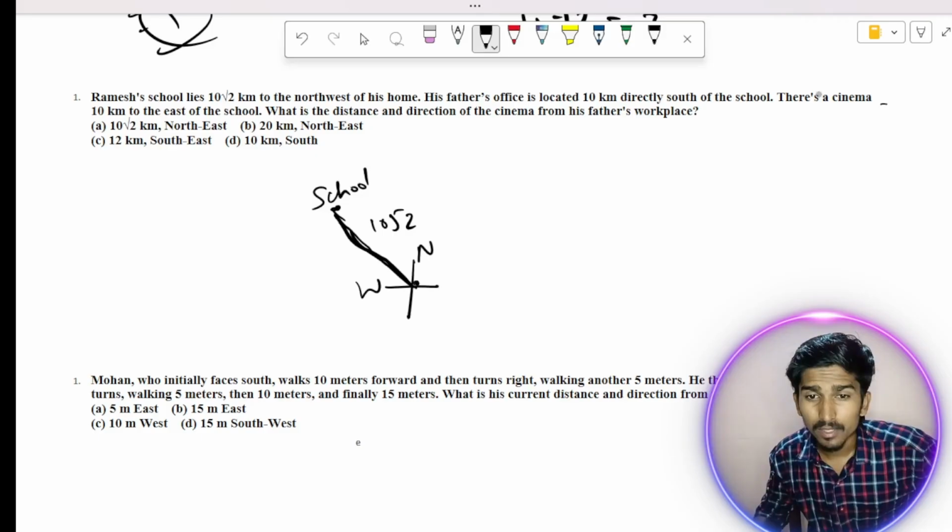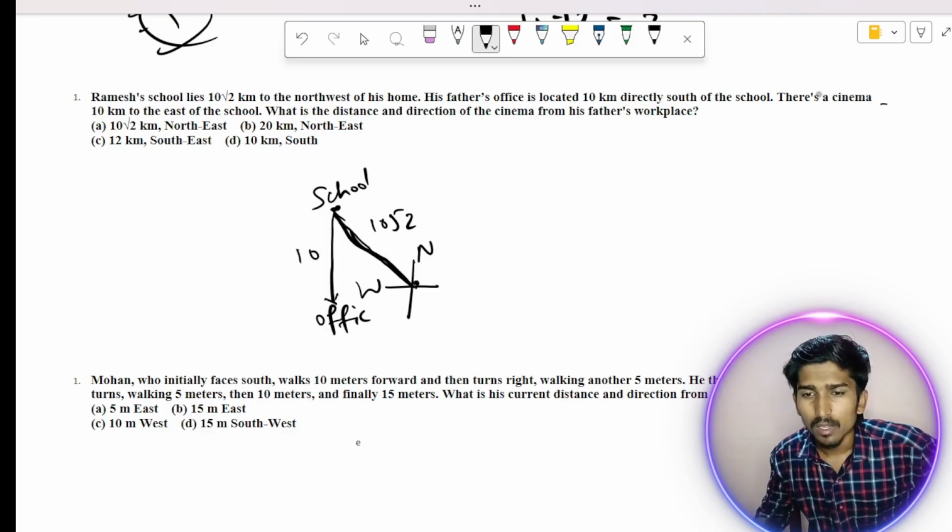His father's office is located 10 kilometers directly south of the school. It is a school, 10 kilometers south is father's office. Okay. There is a cinema 10 kilometers to the east of the school. I think they have forgotten. There is a cinema, means I think, cinema hall.